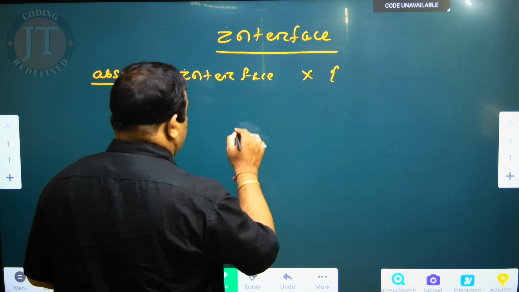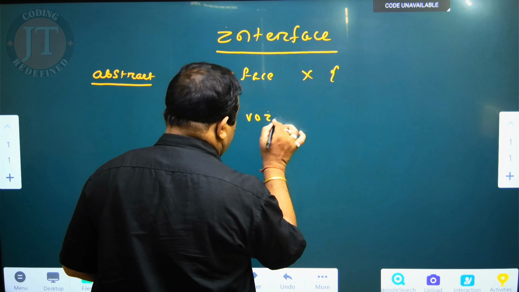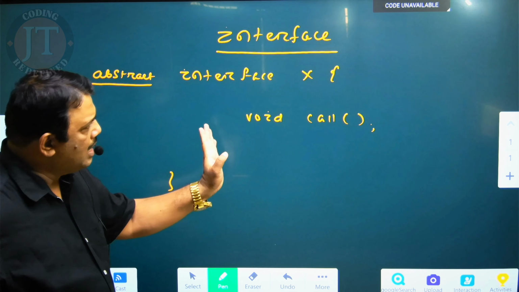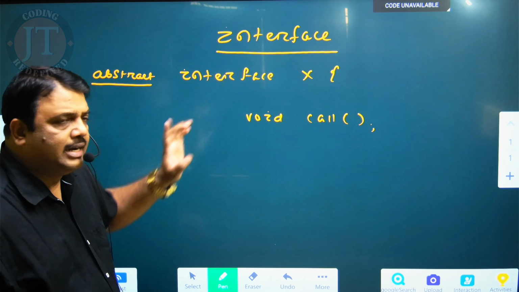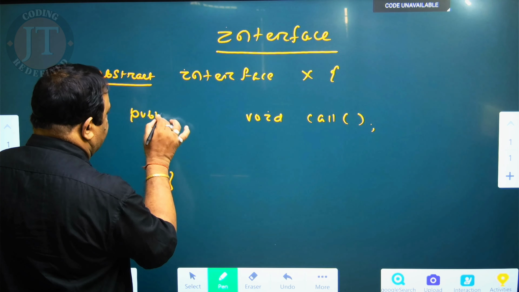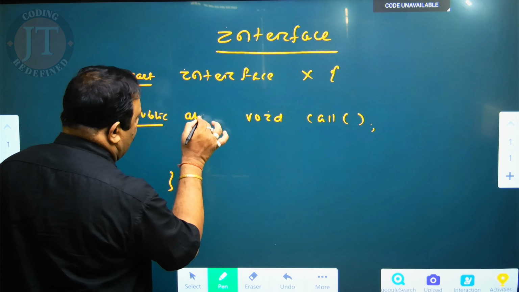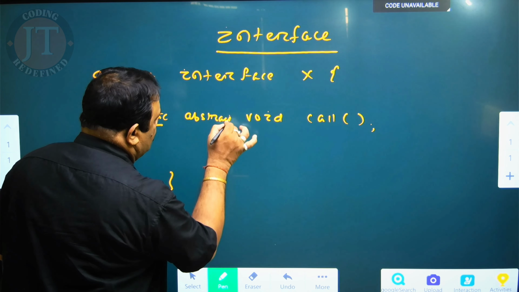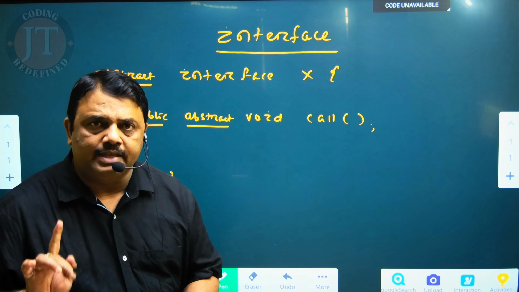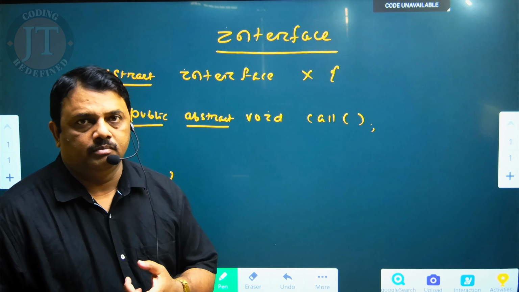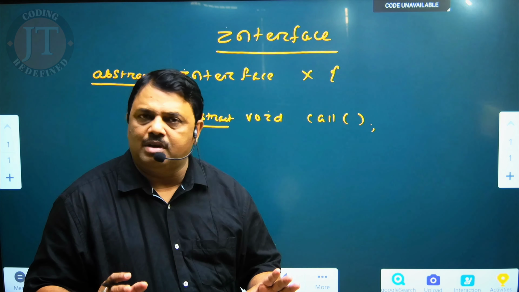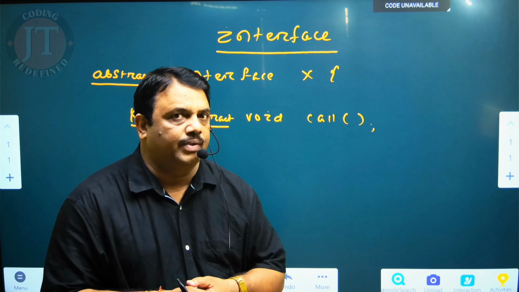Take an example: void call. That means call is a method declared within an interface, and that method is implicitly public and abstract. An abstract method is bound to be overridden in the child class; they are only declared. We never define any constructor within an interface.